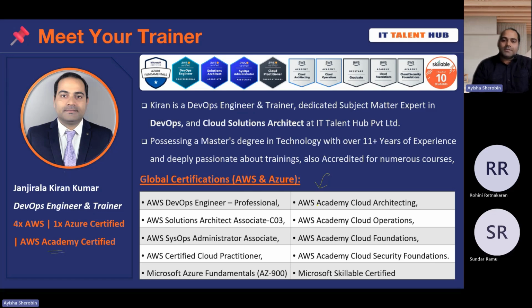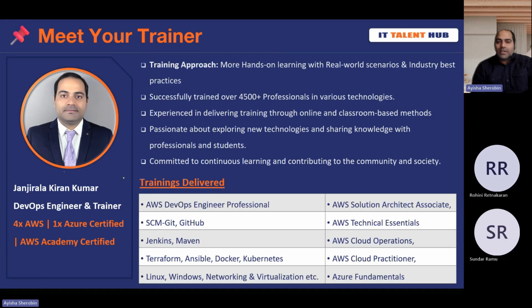And these are the trainings that I have delivered, like AWS specific DevOps. And other than that, open source tools like source code management, Git, GitHub, Jenkins, Maven, Terraform, Ansible, Docker, Kubernetes, and Prometheus, Grafana, and all of this. Apart from that, courses like Linux, Windows, networking, virtualization, and also AWS certified courses like Solutions Architect Associate, Technical Essentials and Cloud Operations. So this is about me, and overall I have trained 4,500 plus professionals as of now, through online and offline trainings.